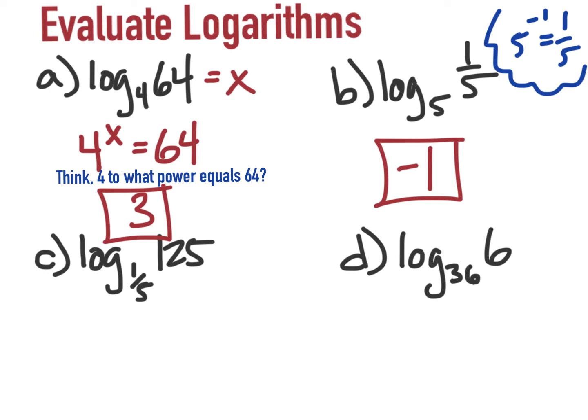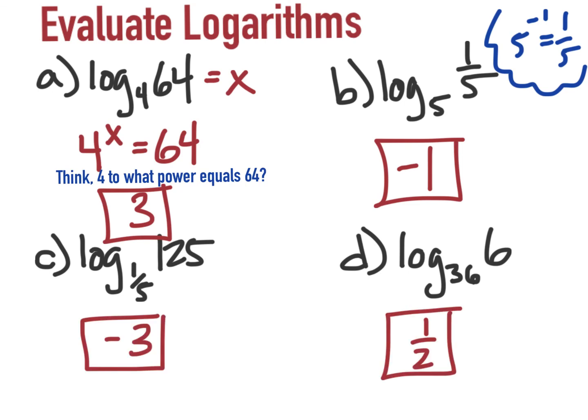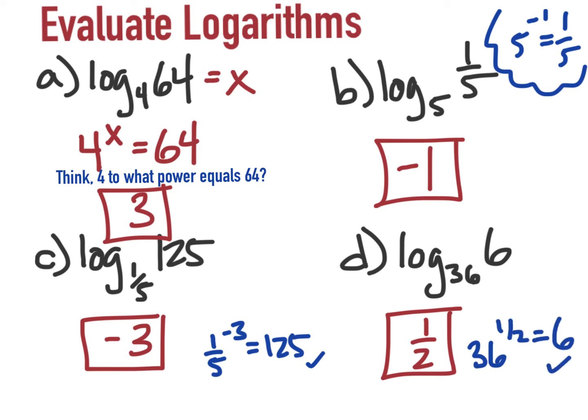You try the last two. Hopefully what you got here was negative 3 and 1/2. Because 5 cubed is 125, so 1/5 to the negative 3 would equal 125. That's because 1/5 to the negative third power equals 125. And over here, raising something to the half power, so 36 to the 1/2, is the same thing as taking a square root, so that one works as well.